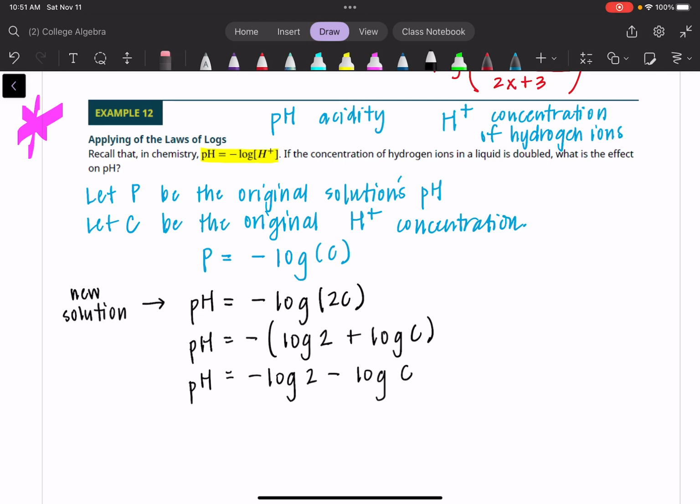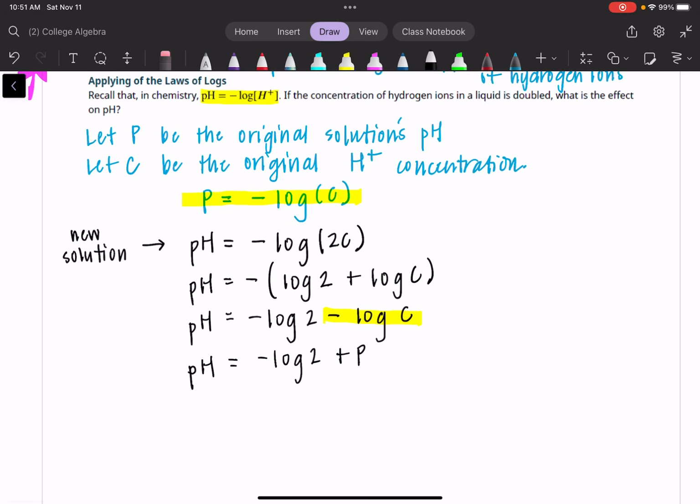But if you look up here, we can make a substitution because P is equal to negative log C, and we have a negative log C here. So I'm going to remove that negative log C and replace it with P. And you'll see why that's happening in a second. So this would be plus P. And so the new pH can be described by taking the original and subtracting log 2.